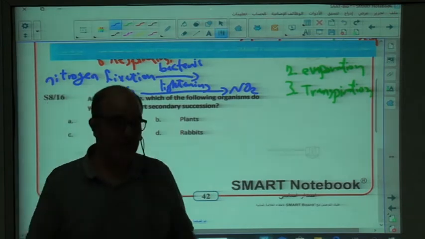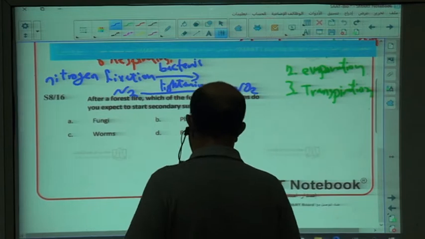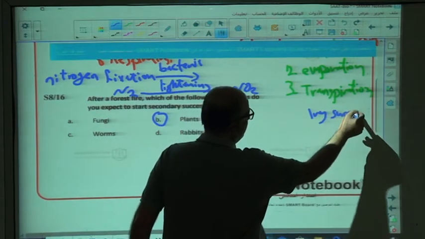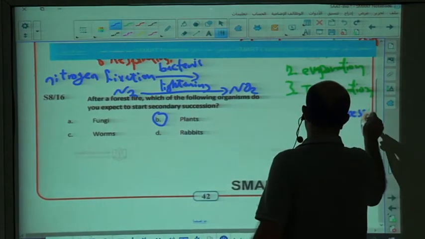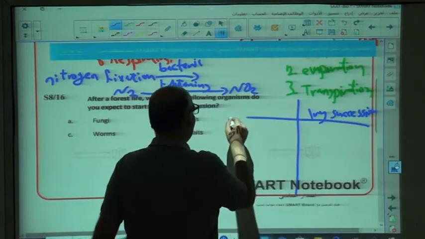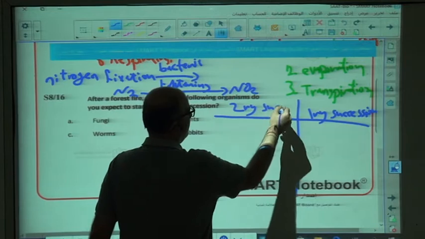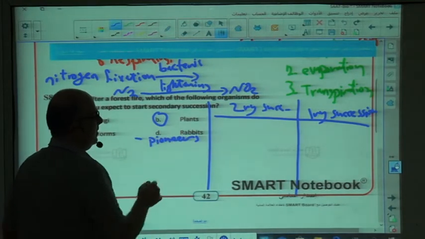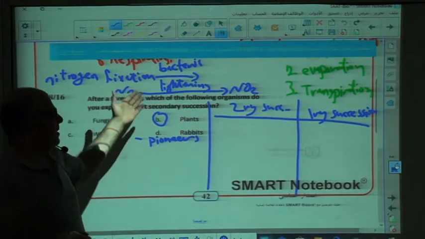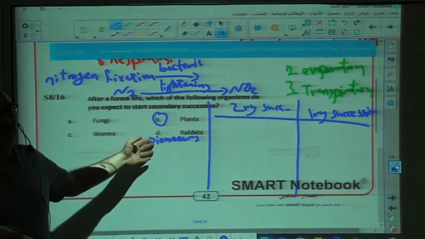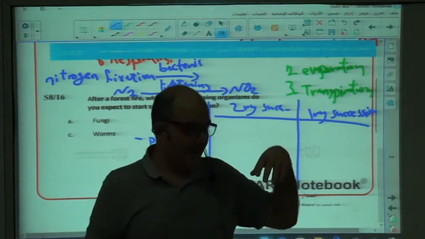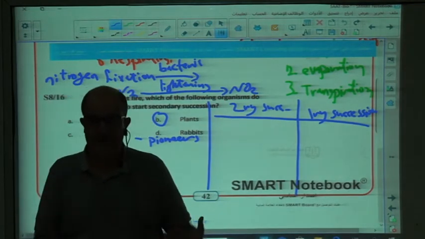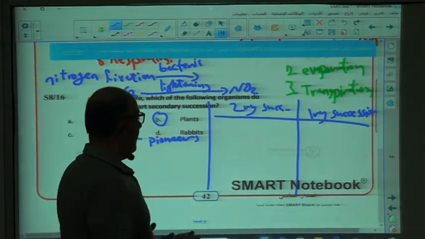We have two types of succession. Yes, plants, you are right. Guys, we have primary succession and secondary. Okay guys, now there is something called pioneers. Pioneers are the organisms you expect to find first. What do you mean by pioneers? The first organisms to start the growth. You may see the word pioneers on products in the market, where they say we are the pioneers, we are the first and the leaders in this field.